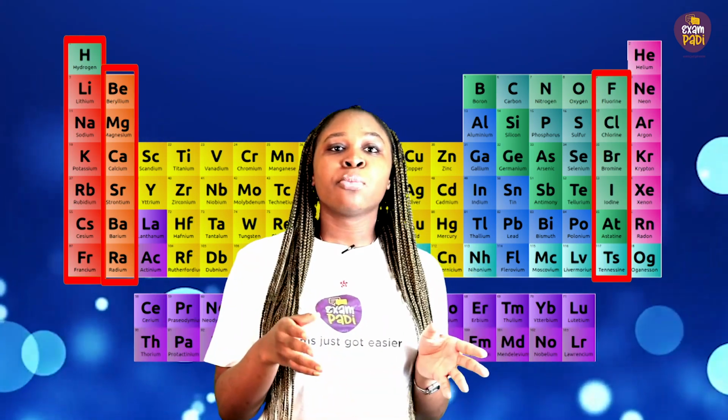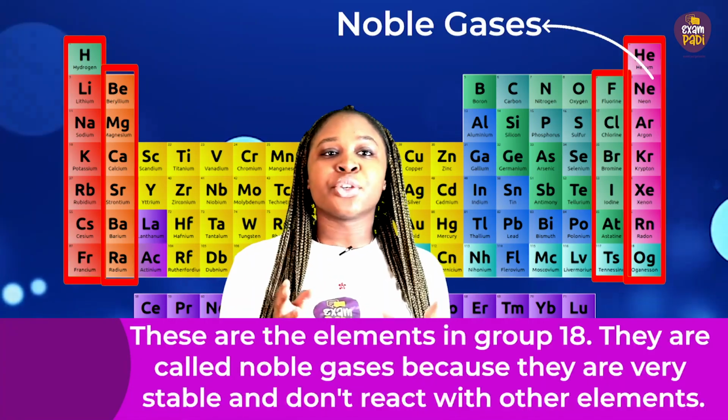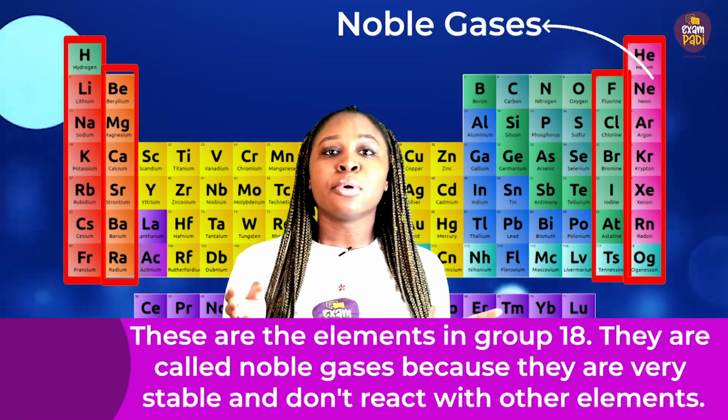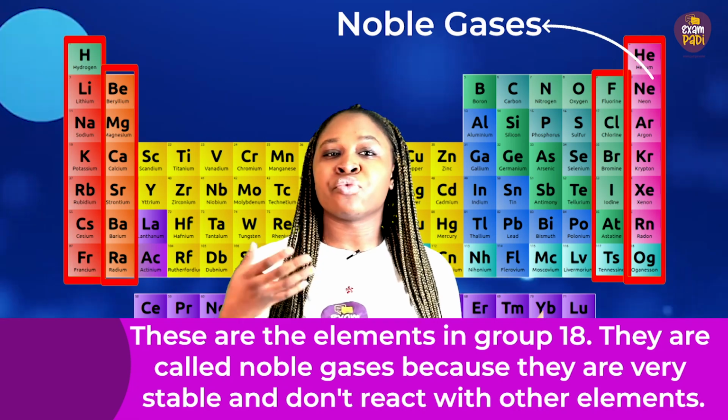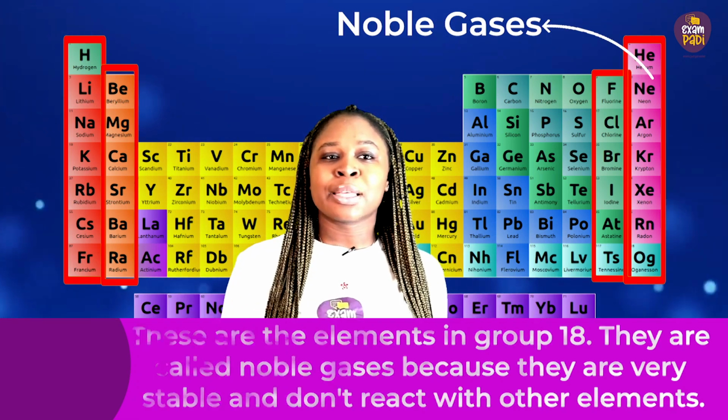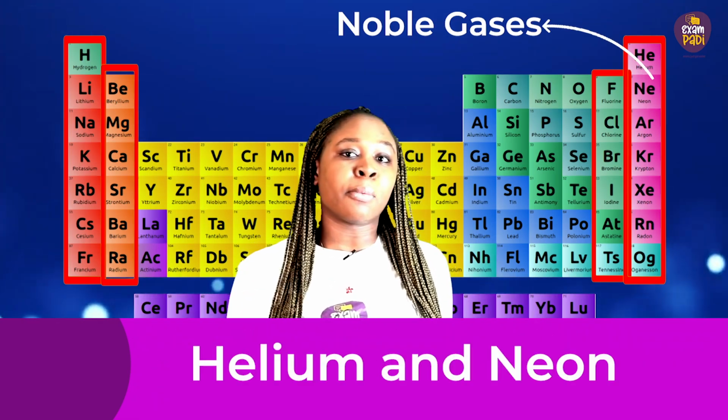Finally, let's talk about noble gases. These are the elements in group 18. They are called noble gases because they are very stable and don't react with other elements. Some examples of noble gases are helium and neon.